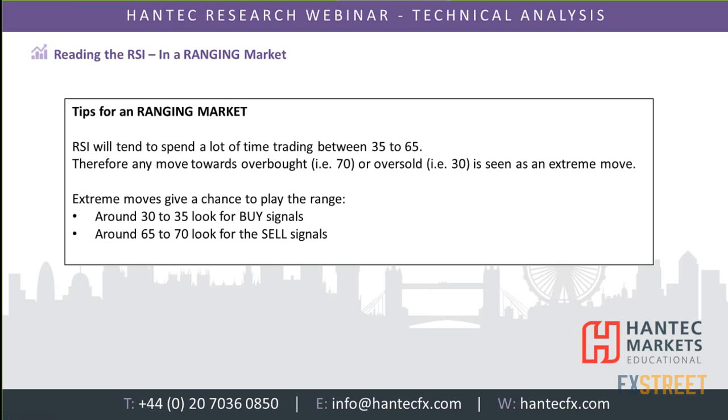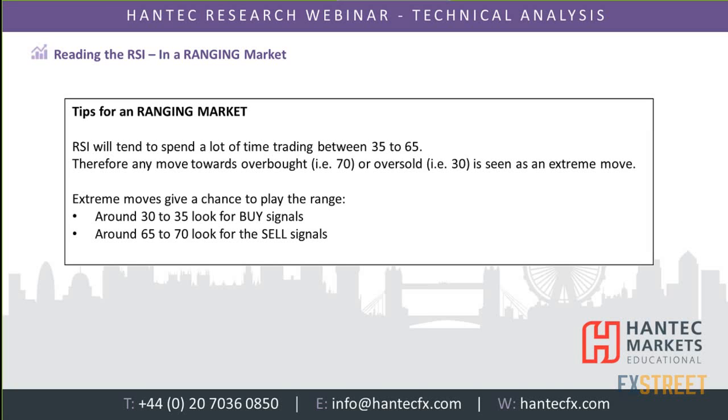Tips for a ranging market. Okay, so this is the second type of market you can use your RSI in, which is a range-bound market, which is where the prices are generally moving sideways. And in a sideways trading market, you generally tend to find the RSI spending a lot of time just oscillating between 35 to 65.